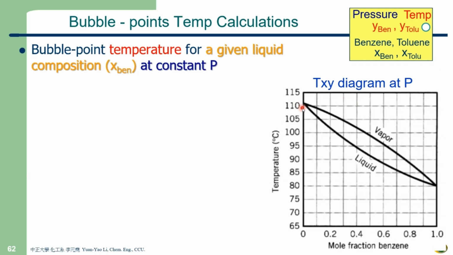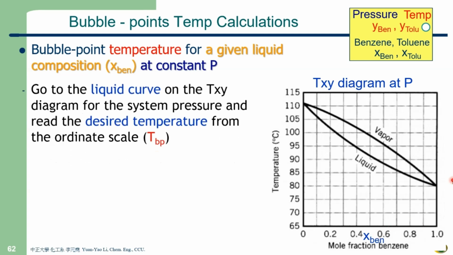I will show you something like this in your final exam. I give you this diagram, and I tell you this is X benzene, the initial condition. Assume we have 0.5 here. Go to the liquid curve on the TXY diagram for the system pressure and read the desired temperature from the ordinate scale, TBP. What does this mean?